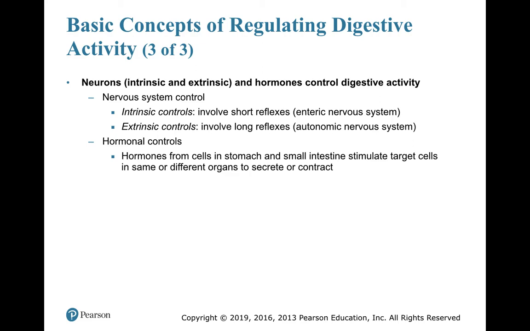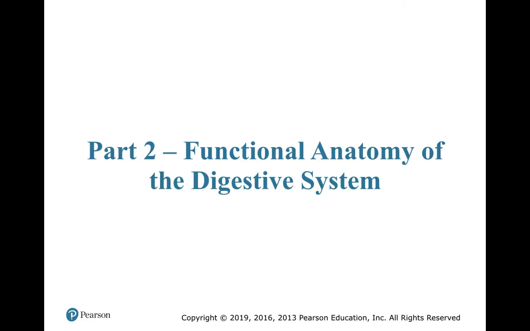We have intrinsic neurons involving the short reflexes, that would be the enteric nervous system, and extrinsic controls that involve the long reflexes, that would be the autonomic nervous system. Hormones from cells in the stomach and small intestine stimulate target cells in the same or different organs, and those will secrete or contract depending on the organ.